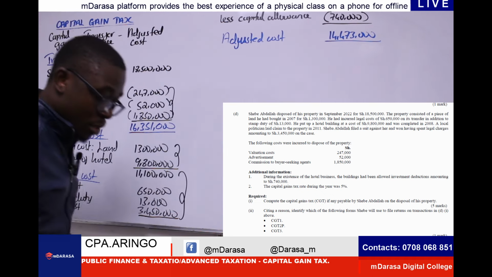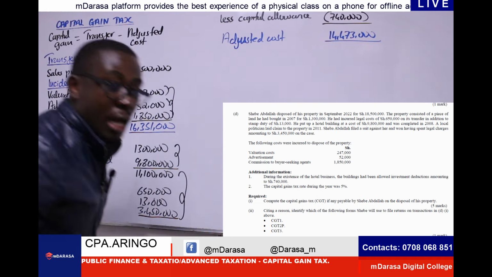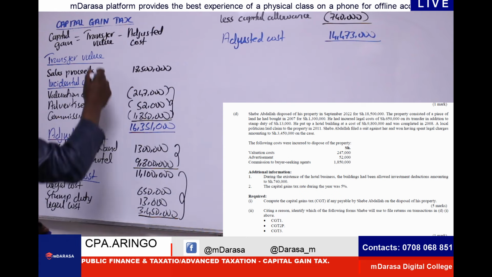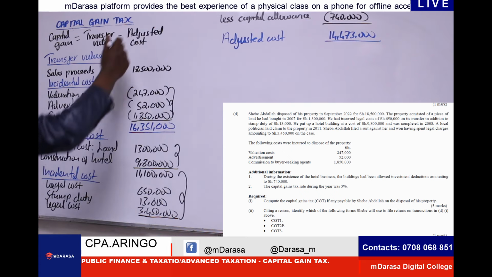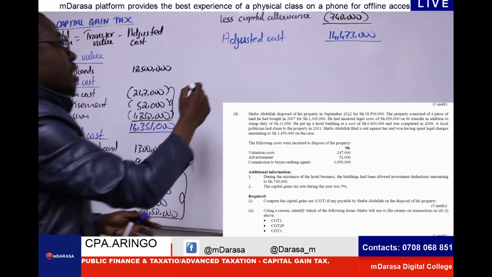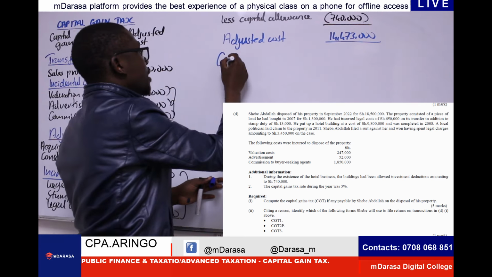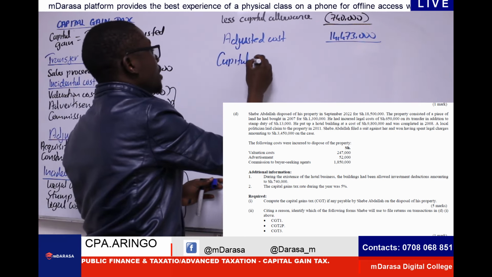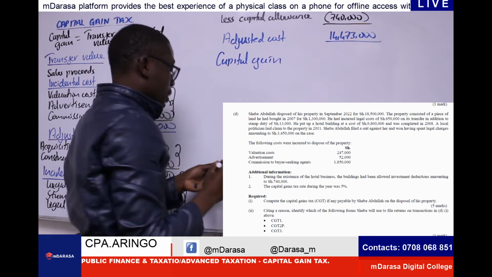Now I need to determine my capital gain. Our capital gain, we said, we are to take our transfer value minus adjusted cost. So therefore, with a lot of confidence, we can agree that my capital gain would be how much?